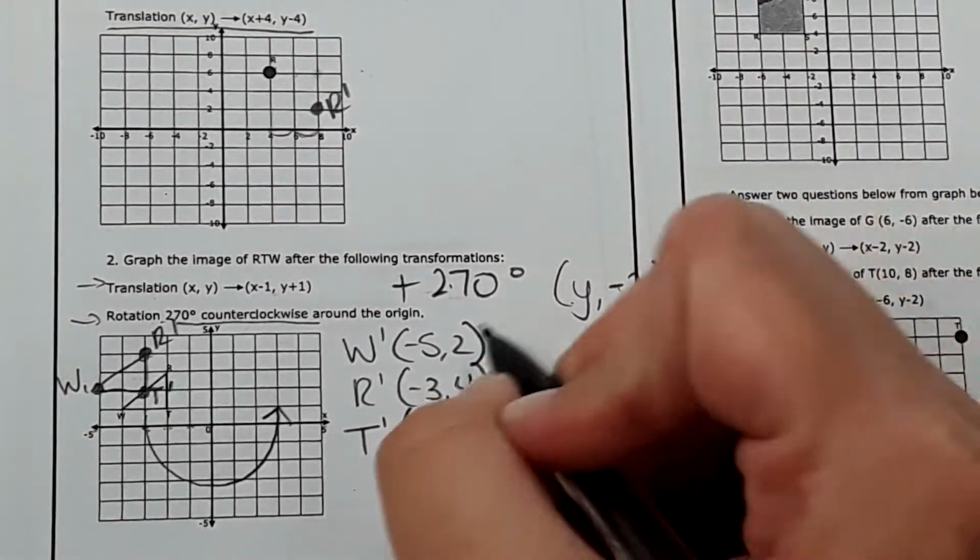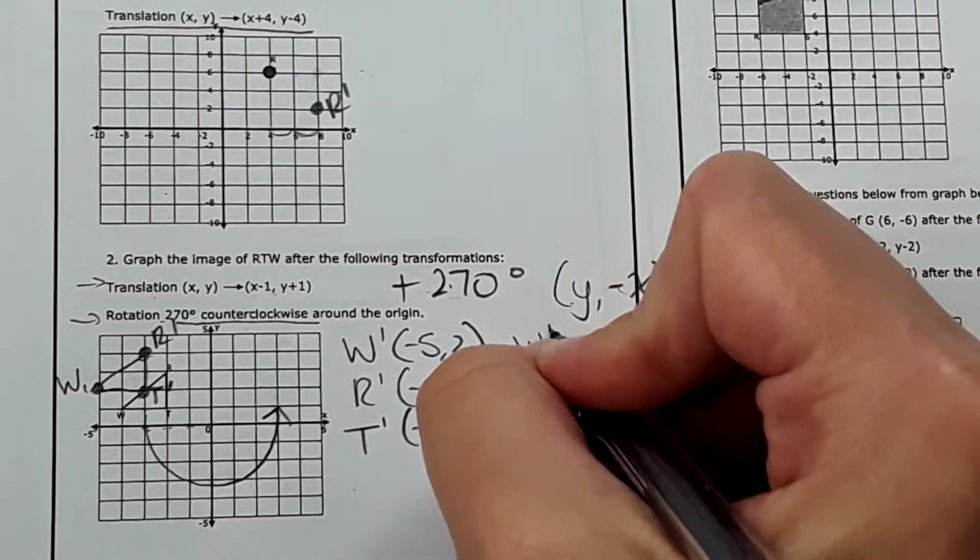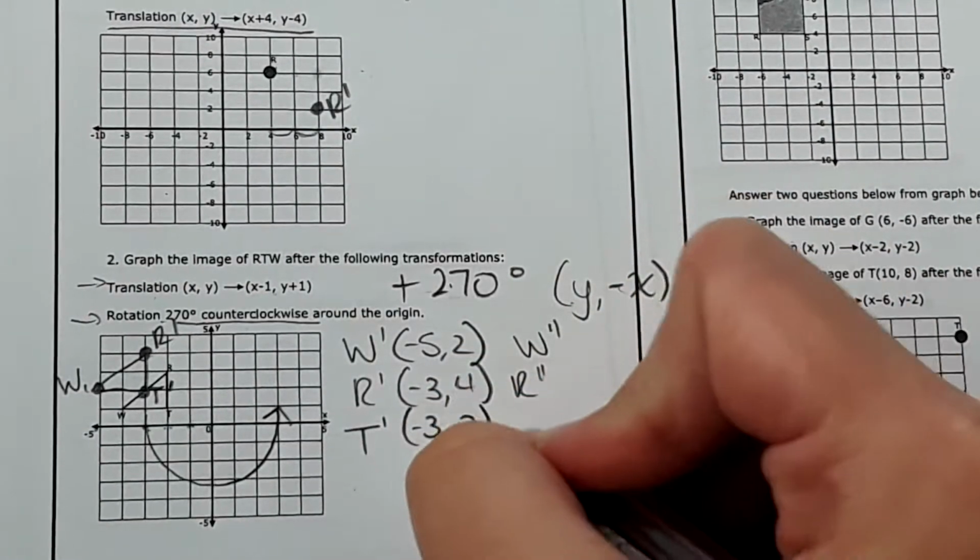I'm going to manipulate the points: W double prime, R double prime, T double prime.